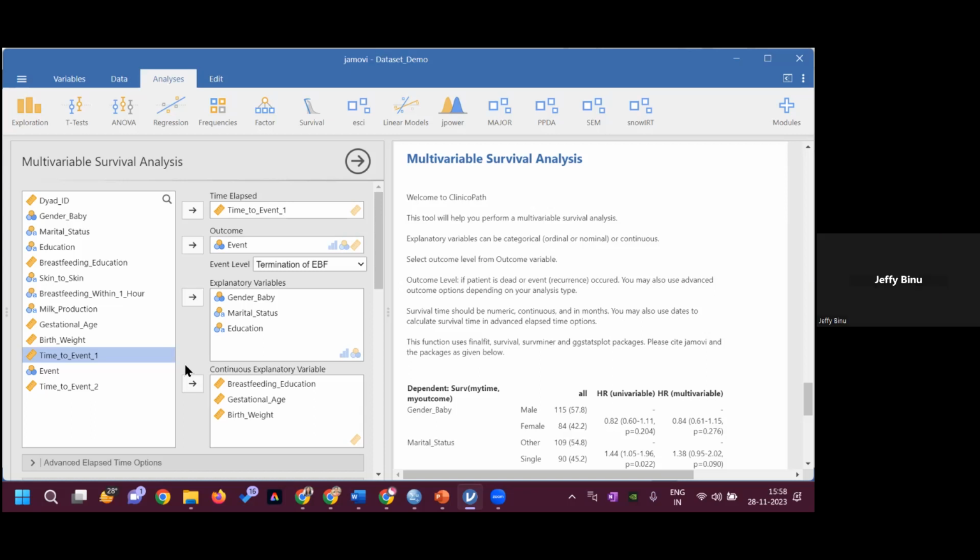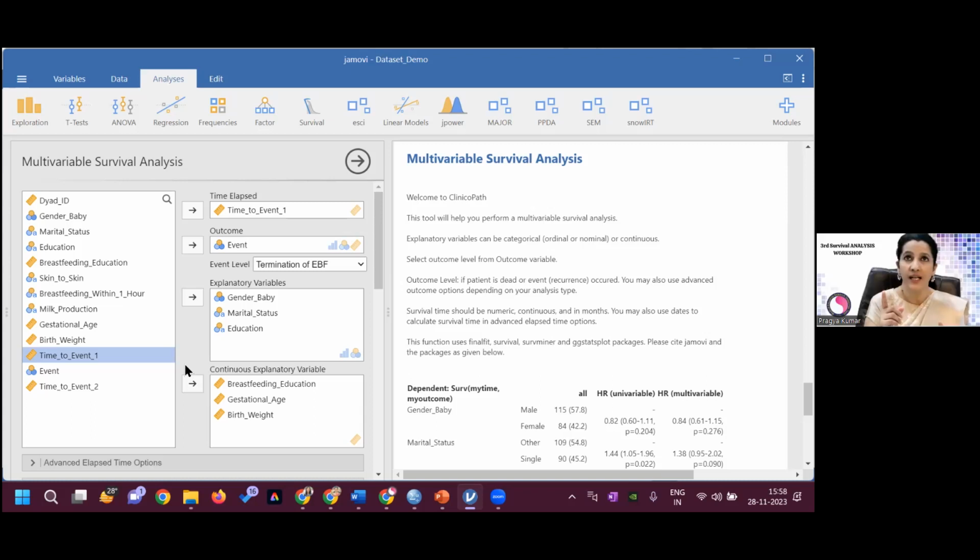Prashant is asking how to decide which one is to be removed. It is up to you. Like you can keep either birth weight or gestational age. I'll show you how to decide: you can remove one and see the hazard ratio, then remove the other and see the hazards ratio, and see the difference. Right now, I have included everyone and not removed any. Although there is multicollinearity, I will report that there is multicollinearity between gestational age and birth weight, and then we'll see.